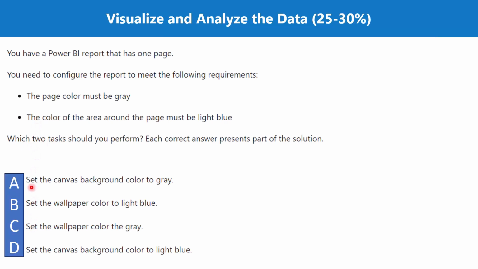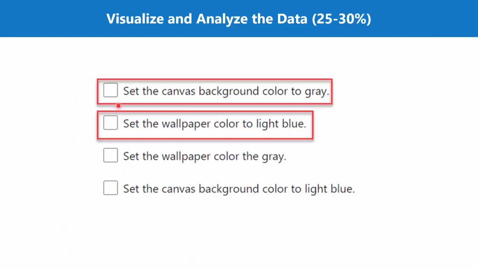So the first option is set the canvas background color to gray. Set the wallpaper color to light blue. Set the wallpaper color to gray, and set the canvas background color to light blue. Let's have a look at the correct answer. So the correct choices are set the canvas background color to gray and set the wallpaper color to light blue.